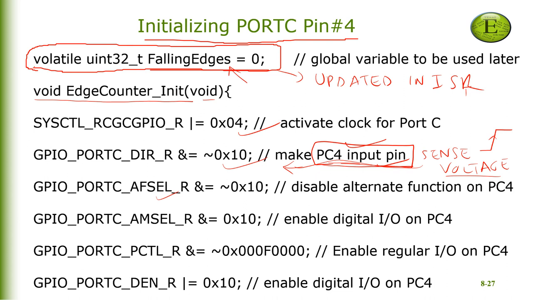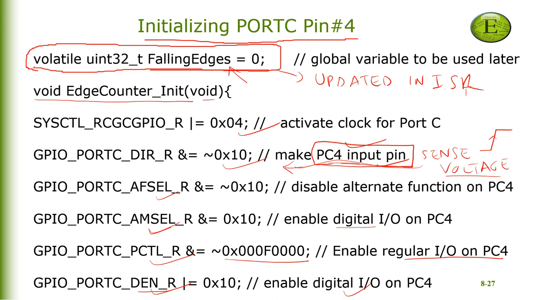We're going to disable the alternate functions on port C. We just want to use it for a regular general purpose input output pin. This is going to be a digital pin, so analog mode select is disabled. What this means is that we have to enable digital enable, so this is a digital IO. So analog mode disabled, digital mode enabled, and we're going to use this as a regular IO port pin. So we're going to reset the corresponding bits in the PCTL register as described several times before.